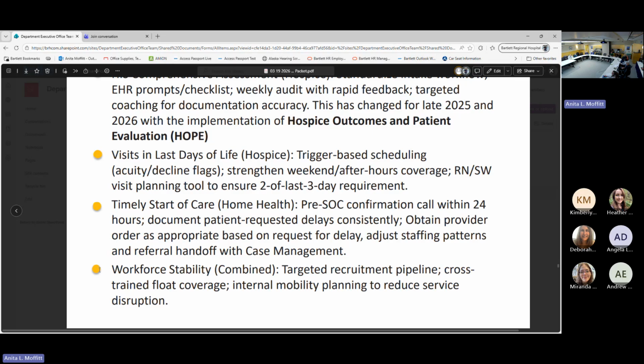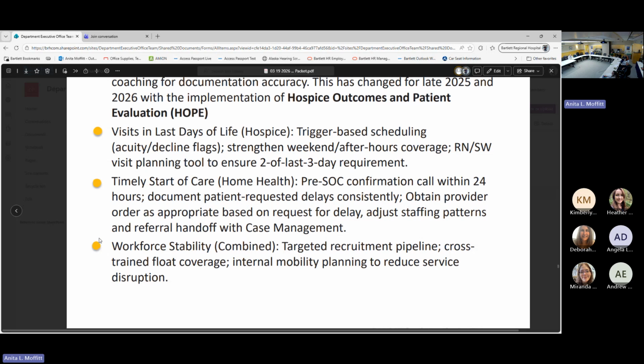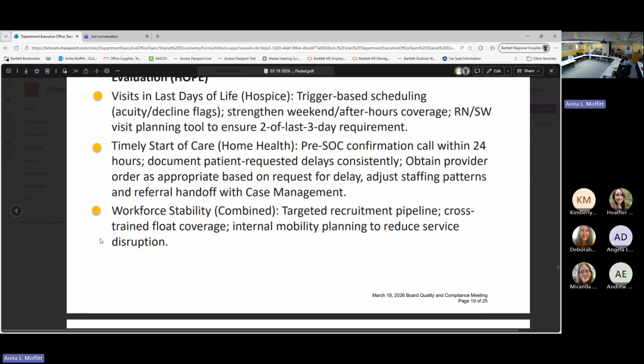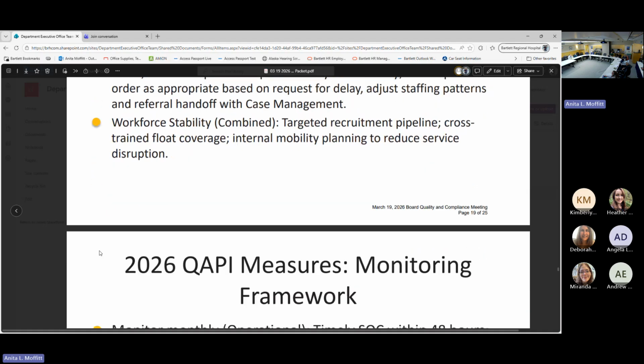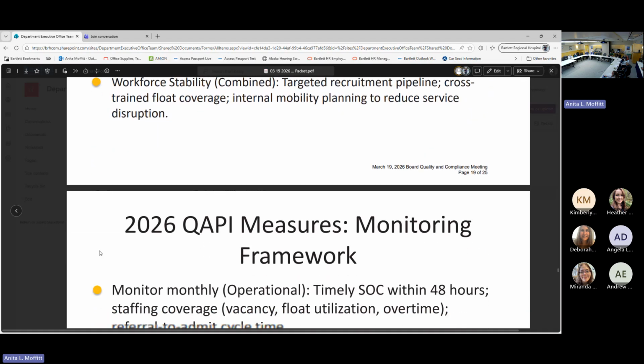As far as timely start of care, I mentioned that was one of the areas that we did improve on. So we're going to continue to monitor that and put in processes so that we can make sure that we are starting care. Workforce stability, we talked about that: targeted recruitment, hopefully a pipeline to Juneau, Alaska, people that want to come up here. Internal mobility and planning to reduce service disruption. If we don't have the staff, we can't see the patients and we can't provide quality care.